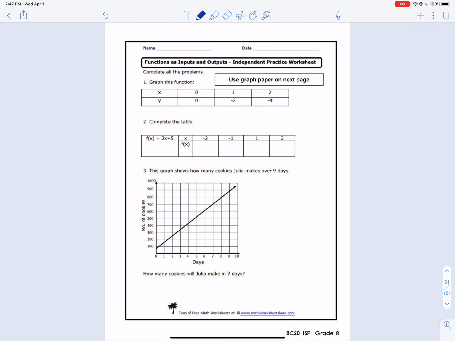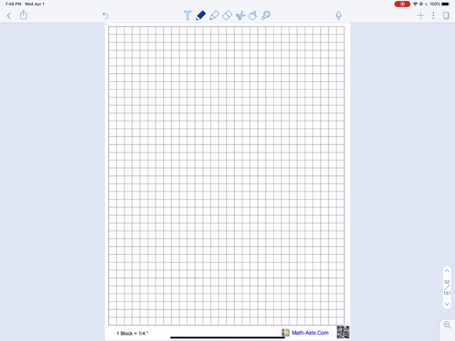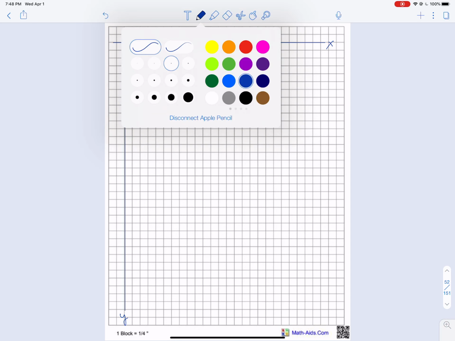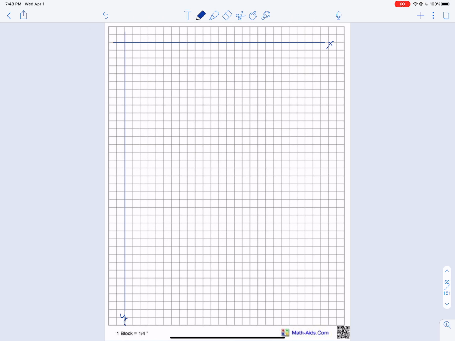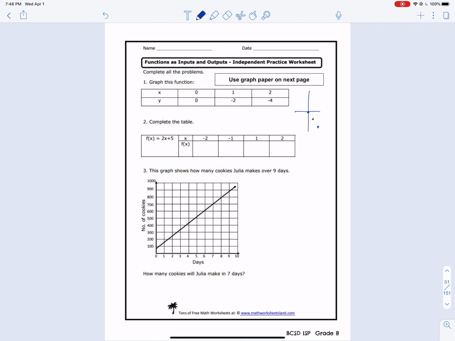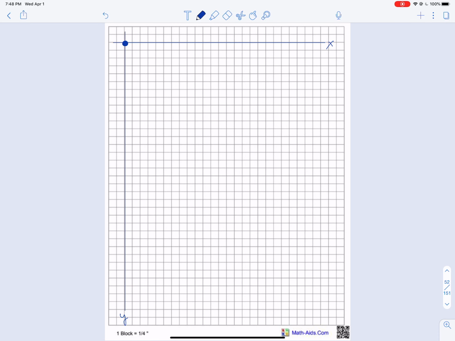Let's go back. So we need 0, 0, that's the origin. And then we need 1, comma. So I'm just going to do a little mental graph here. So 0, 0, 1, negative 2, 2, negative 4. Okay, so that's what we're going to need. We're going to need a graph that is like this. And it doesn't really have to be this big. So we have a point at 0, 0. 1, comma, negative 2.